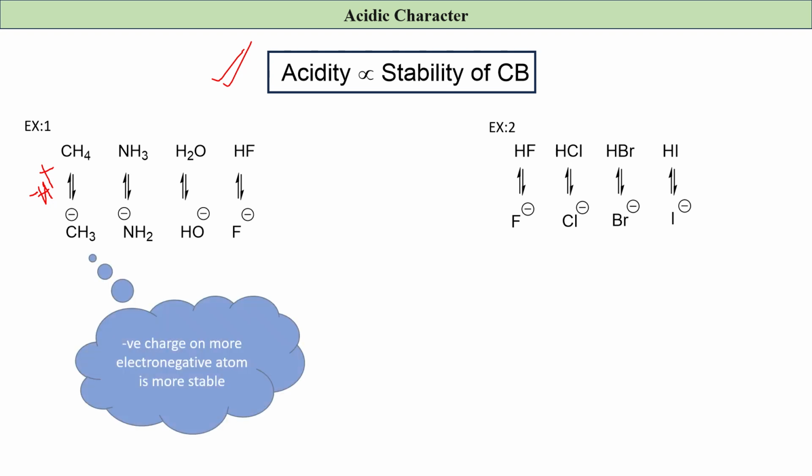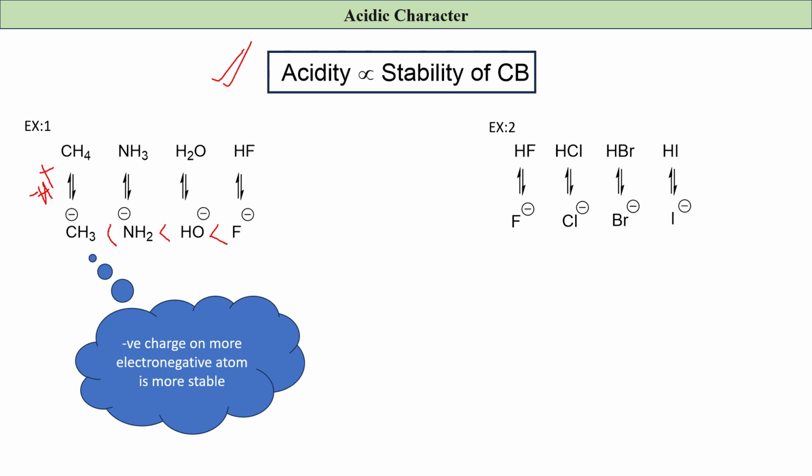Now here one concept comes, that is negative charge on a more electronegative atom is more stable. Why? Because electronegative atoms want to pull electrons towards themselves. It means they want negative charge, they want weight. Among these cases, the negative charge on carbon, here nitrogen, here oxygen, here fluorine, fluorine is more electronegative than all. That means the negative charge on fluorine will be more stable than oxygen, than nitrogen, than carbon. Definitely fluorine is more stable as compared to the oxygen one, then nitrogen one, then carbon one.